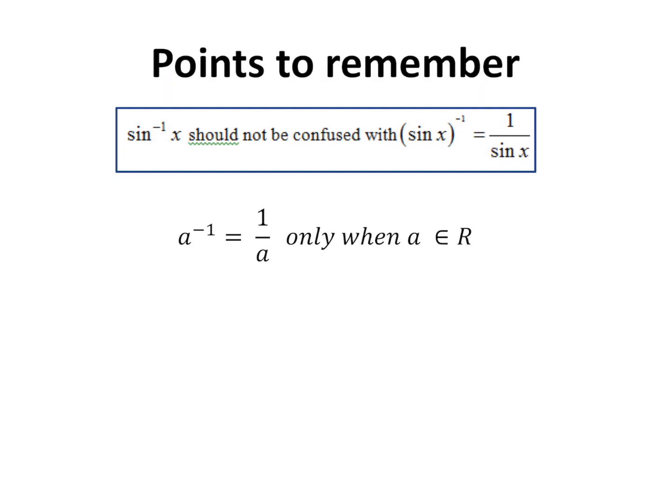So before we start, there are a few points to remember. First is sine inverse x should not be confused with sine x raised to the power minus 1. As you see here, power is minus 1, but this becomes 1 by sine x, which is also equal to cosec x. So this is a wrong notation. It only happens in real numbers. If you have something like a raised to the power minus 1, we can write it as 1 by a. So this is only applicable when a is a real number, not for trigonometric functions. So don't get confused by seeing the power as minus 1. It is not reciprocal. Okay, it's a completely new function.